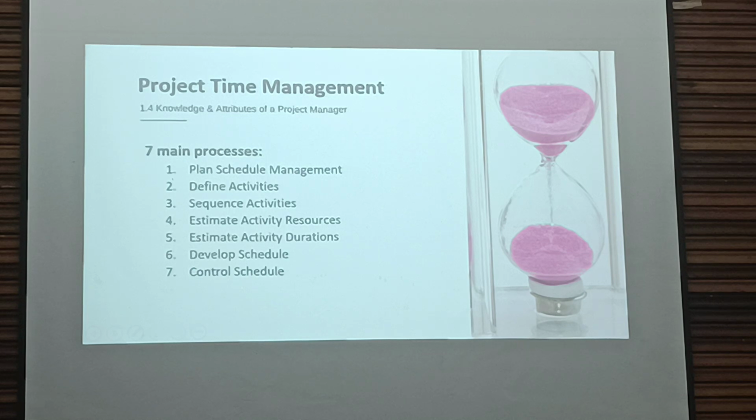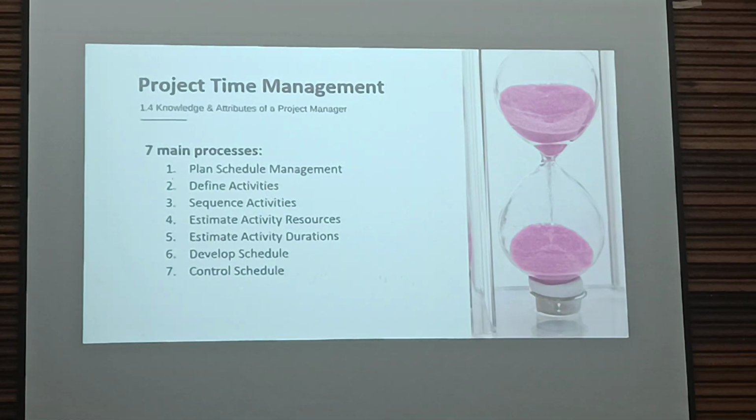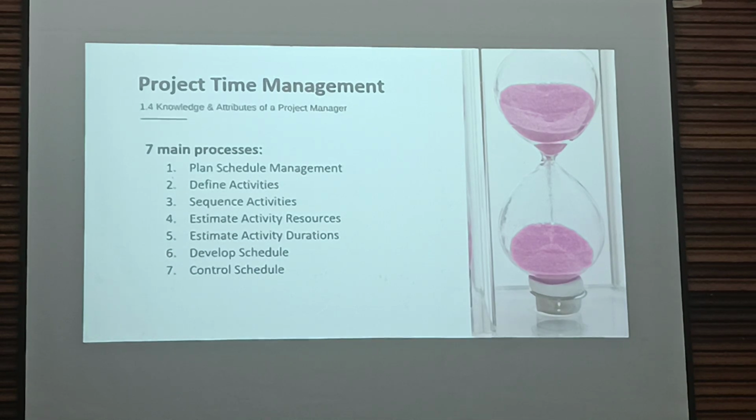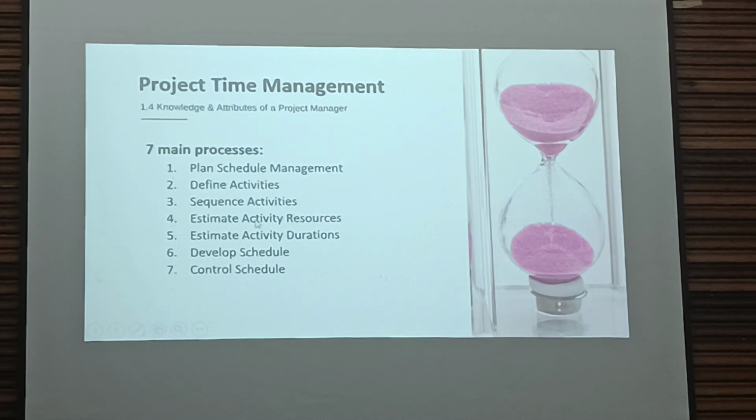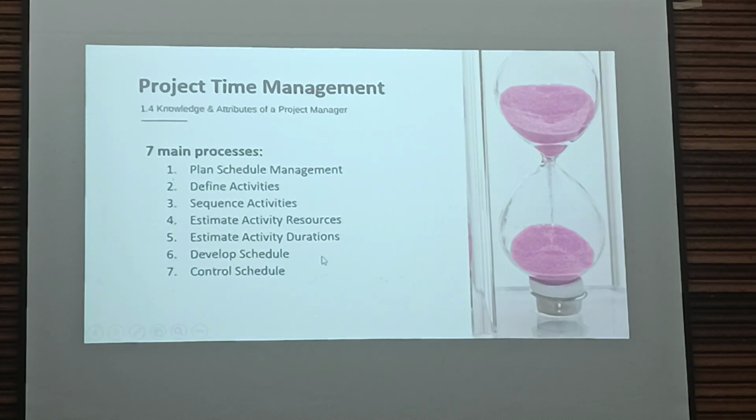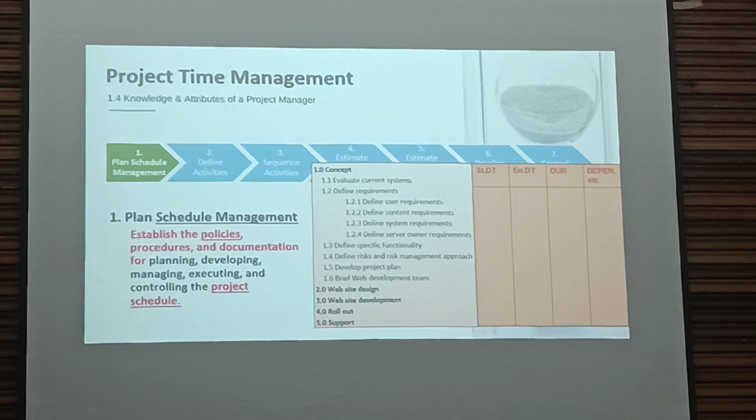Okay, next, time management. For time management, there are 7 main processes. 7 main processes means 7 major activities: plan schedule management, define activities, sequence activities, estimate activity resources, estimate activity duration, develop schedule, control schedule.